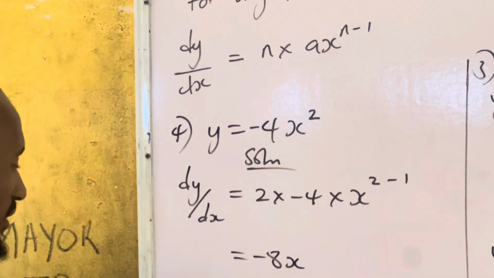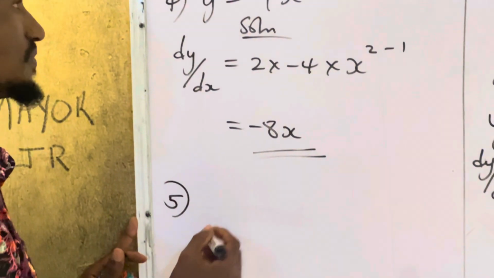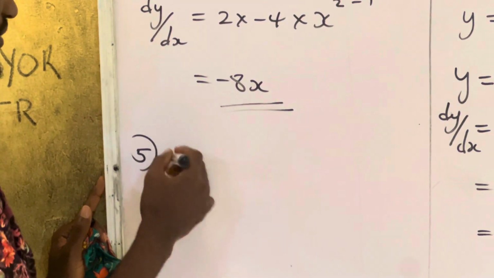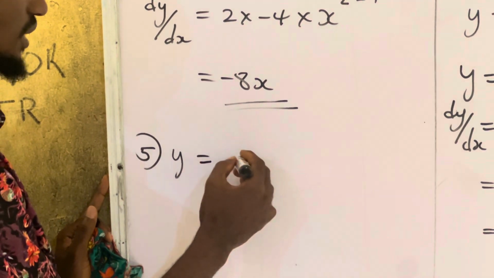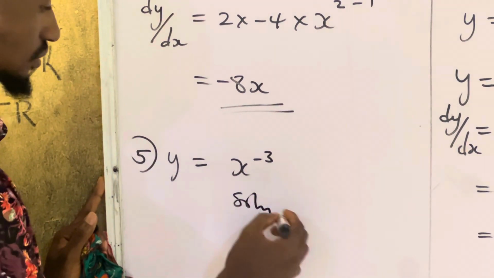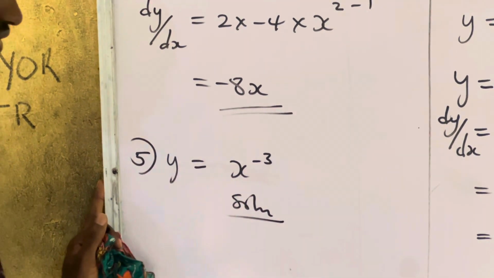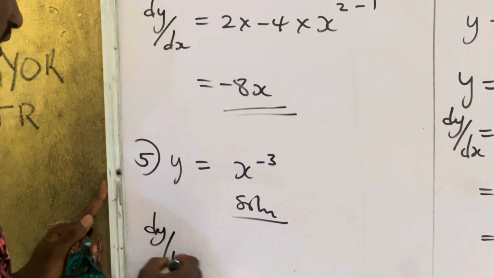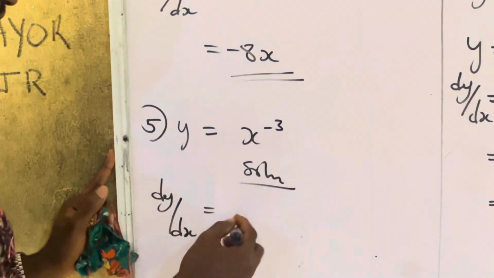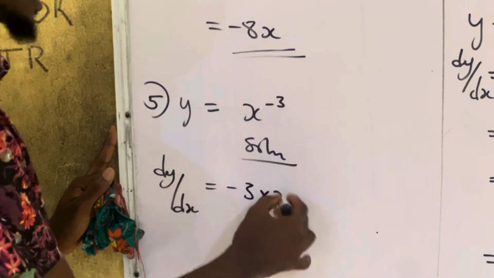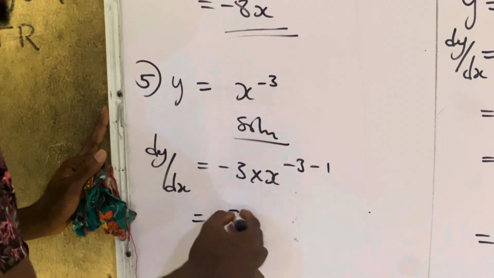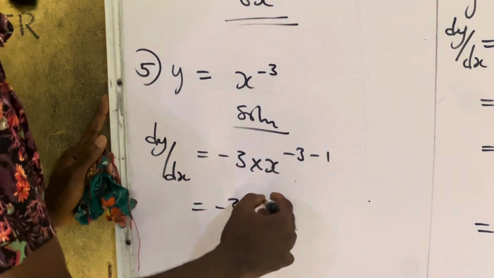Okay, wait. Stay with me. Number 5. If you're asked to differentiate the following with respect to x, y is equal to x raised to the power minus 3. Solution. How do you differentiate this? dy/dx is equal to, what do you have here? Minus 3, right? Good. So this is minus 3 times x raised to the power minus 3 minus 1. So here you're going to have minus 3x raised to the power of minus 4.